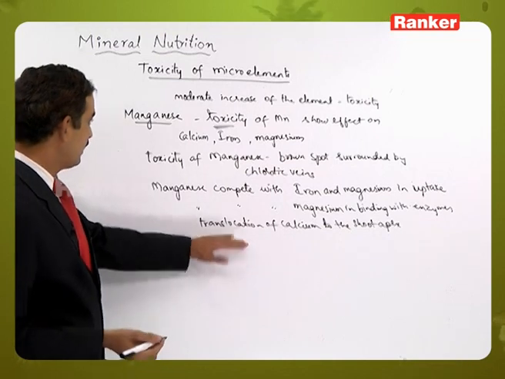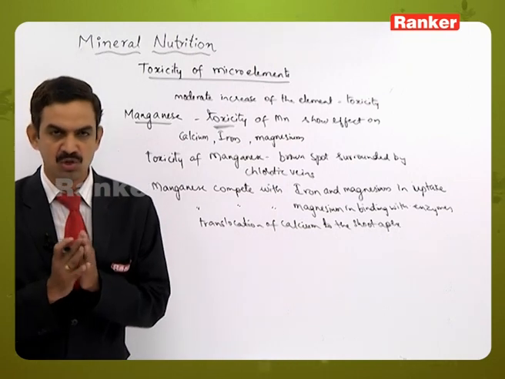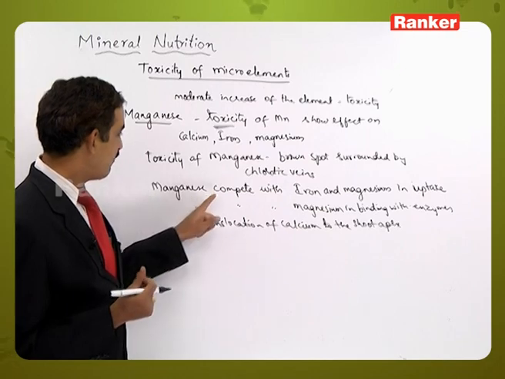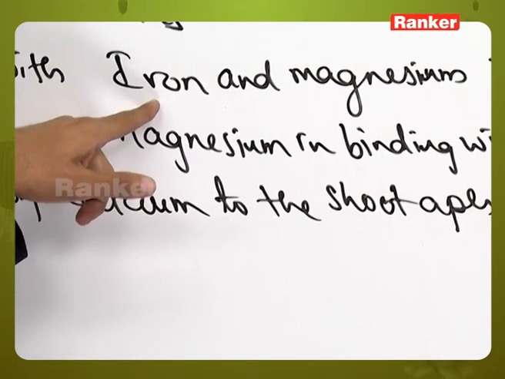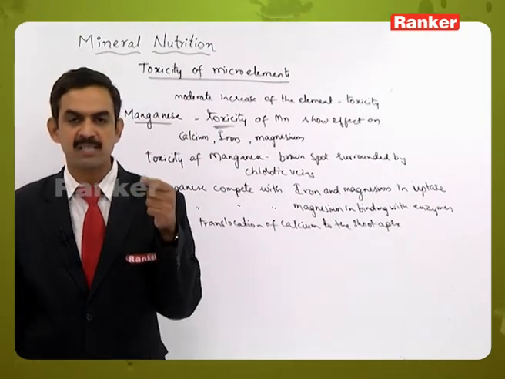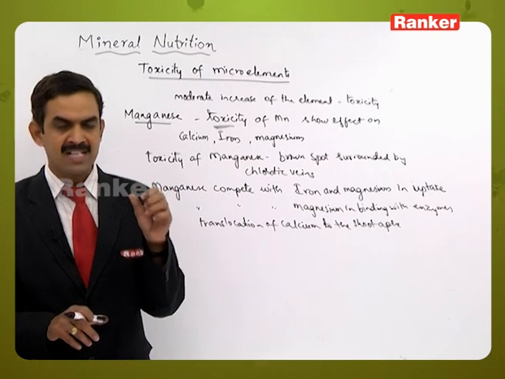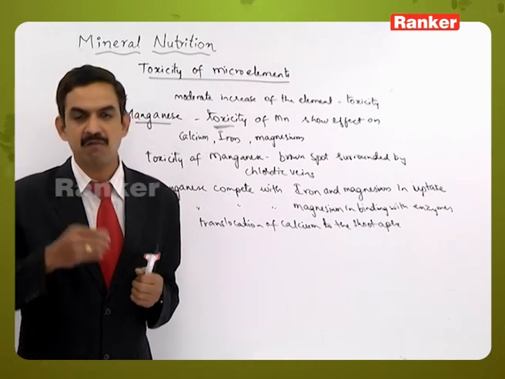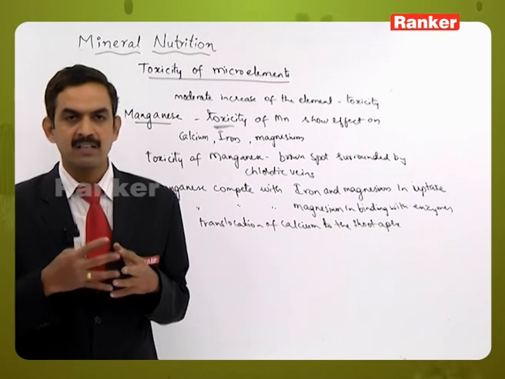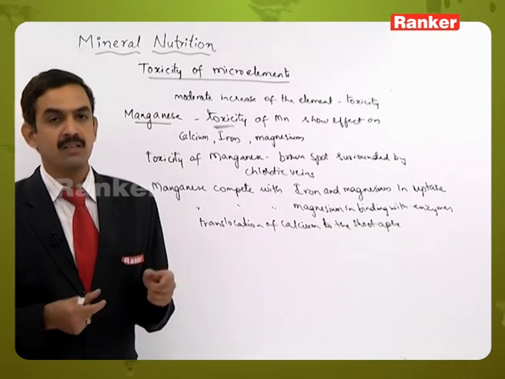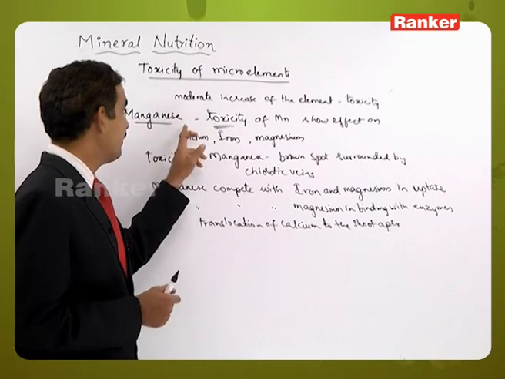So when manganese concentration is more, that leads to toxicity. That toxicity of manganese shows an effect on the other elements, where it competes with the absorption of iron and magnesium. When it is competing with the absorption of iron and magnesium by the plant, the concentration of iron and magnesium will be less in the plant. Because of the less absorption of iron and magnesium, the plant will show deficiency symptoms of iron and magnesium. Physically they appear to be deficiency symptoms of iron and magnesium, but it is not actually a deficiency of iron and magnesium, it is due to the toxicity of the manganese ion.